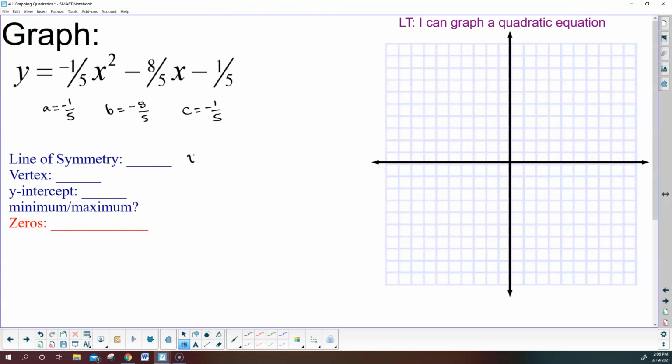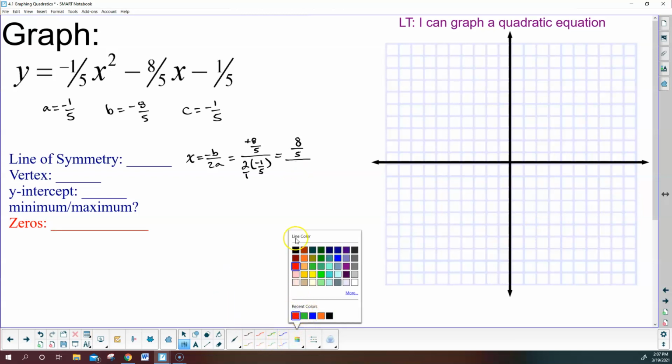So axis of symmetry is opposite of B over 2A. Well, B is negative 8 over 5, so the opposite of B is positive 8/5. And then I'm going to take and multiply by A, which is negative 1/5. Now notice that's times 2, so I'm going to make this 2 over 1 when I multiply fractions. So I got 8/5 on top, and then when I multiply straight across, I get negative 2 over 5. Actually, I'll do that in a separate color, just so you can see what step we're going to work with next.